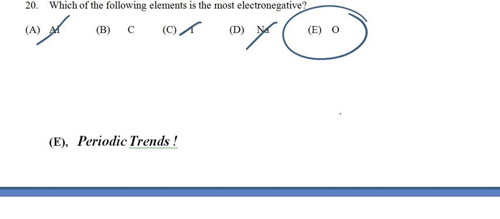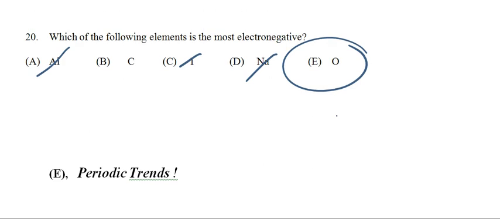Make sure you know your periodic trends. Question 5 and question 6 on the AP exam are going to deal with periodic trends and a lot of things that you do not get to use a calculator for.